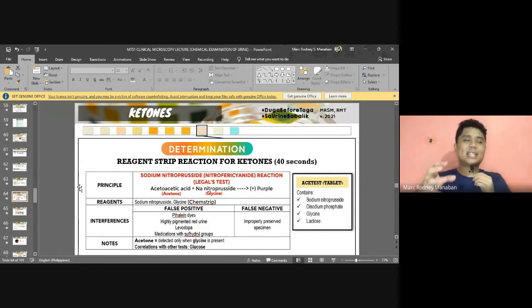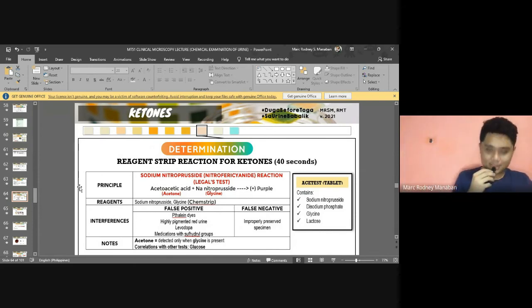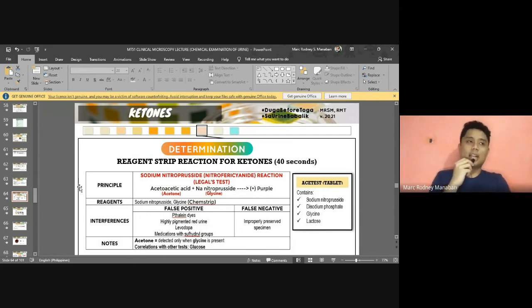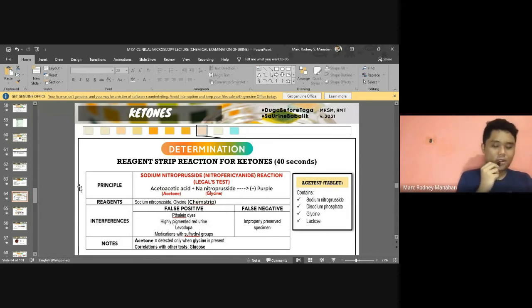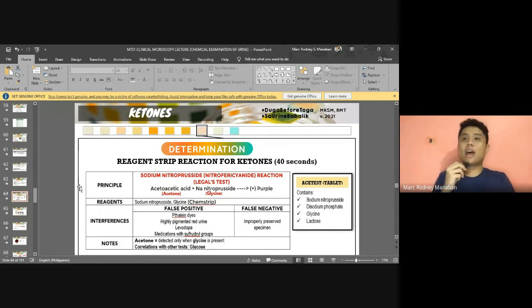And acetoacetic acid, as I mentioned, is what the reagent strip detects. Acetone can be detected if glycine is present. All right. So for reagents, you have sodium nitroprusside and of course glycine. Basta sodium nitroprusside, that's for ketones. Okay. Now false positives, of course: phthalein dyes, highly pigmented urine, levodopa, and medications with sulfhydryl groups. Pigmented urine can mask the color and interfere, and medications with sulfhydryl groups could interfere with your sodium nitroprusside.